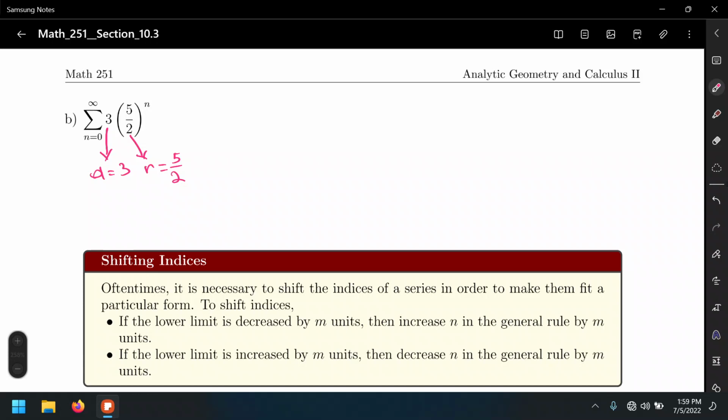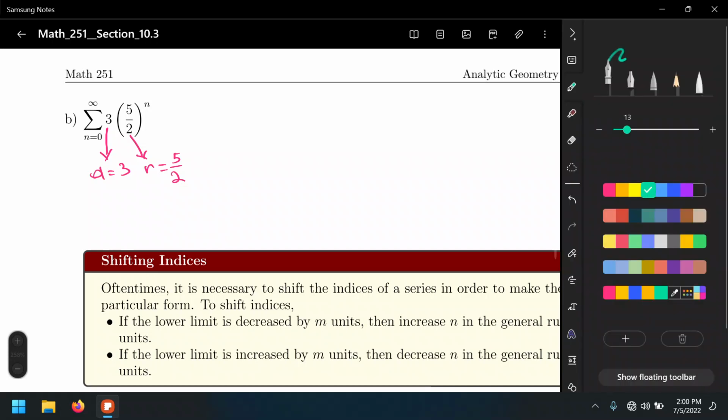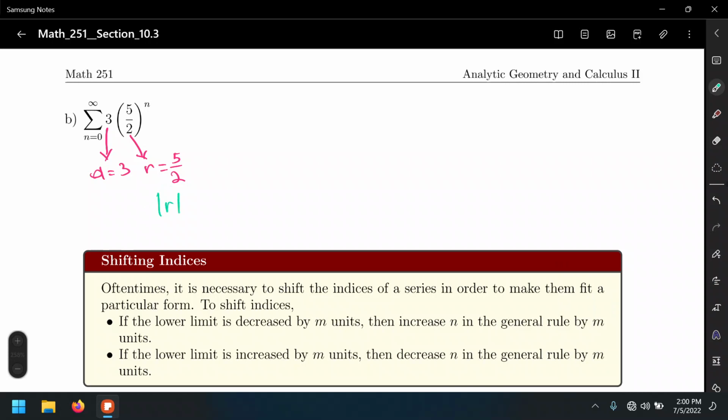So in this case, we need to observe the value of r. Let's find the absolute value of r. That is the absolute value of 5 halves, which happens to be itself 5 halves. Now the question is, is 5 halves less than 1 or greater than or equal to 1? Greater than or equal. What does that mean? Converges or diverges? Diverges, and we're done. That's all. Diverges.